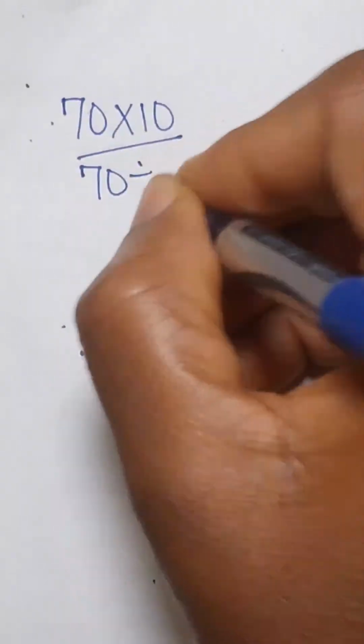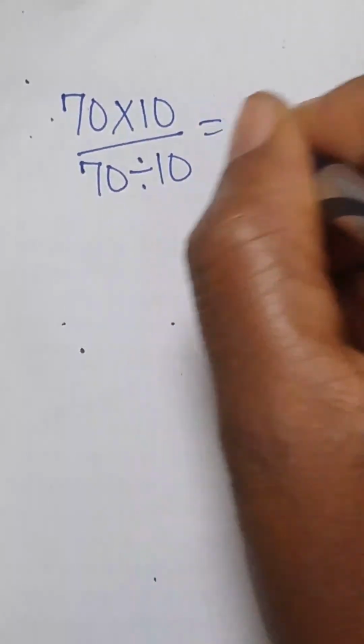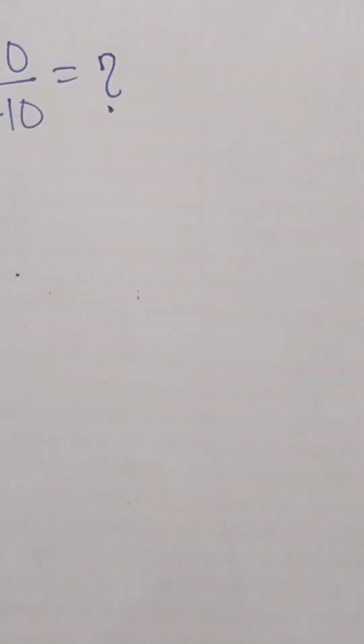So our next question is going to be a bit easier. Okay, so we are given 70 times 10 all over 70 divided by 10. This is equal to what? So drop your answer.